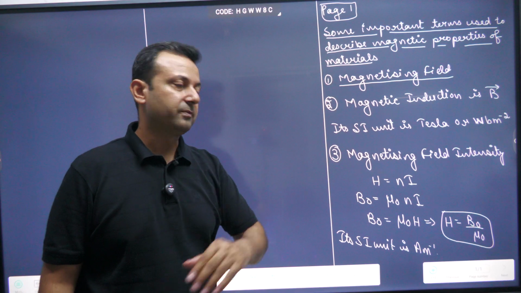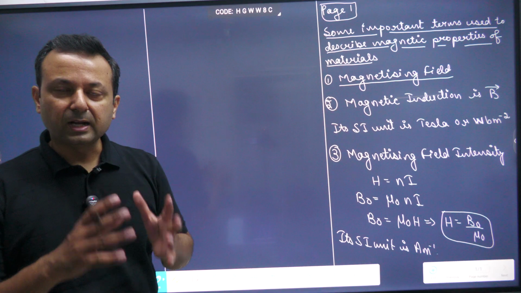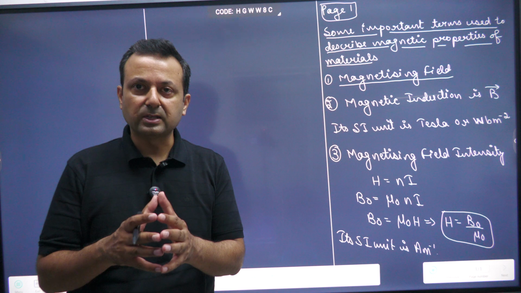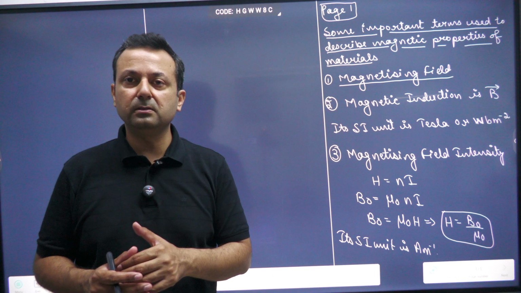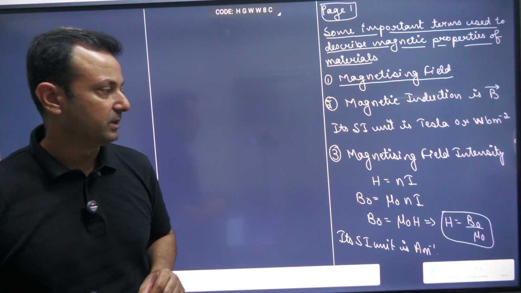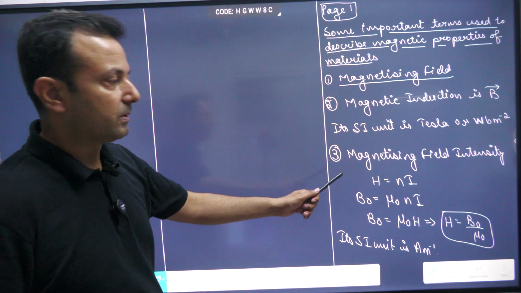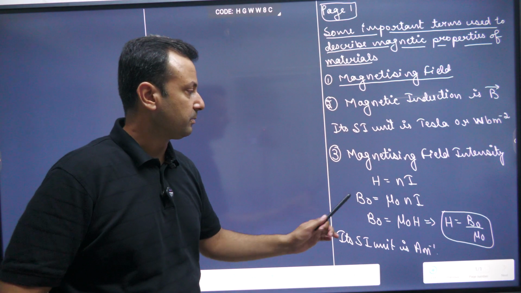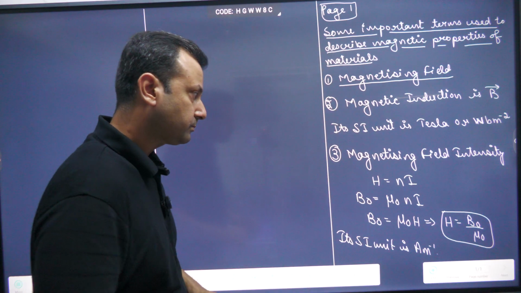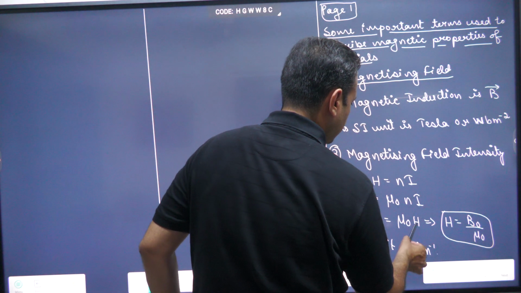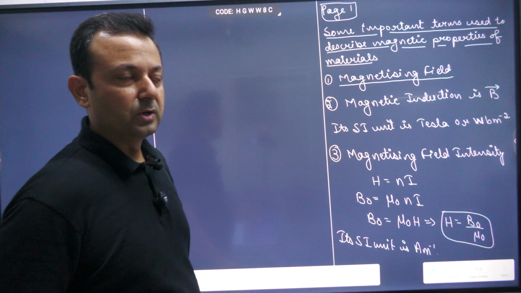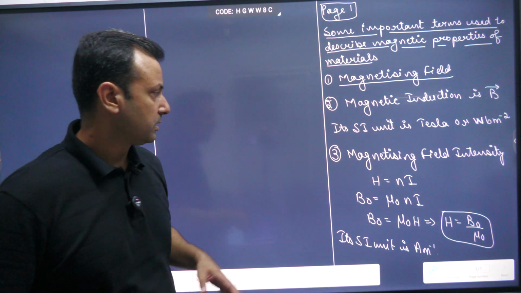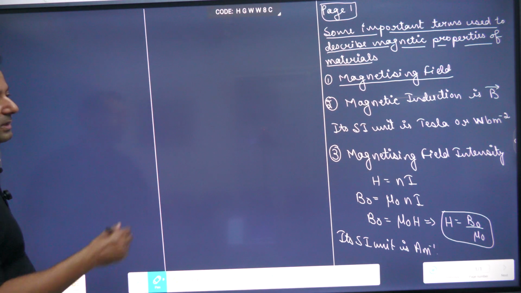Now, third is magnetizing field intensity. How strong is that magnetizing field? The capacity or the ability of the magnetizing field to magnetize a material is called magnetizing field intensity. Magnetizing field intensity is given by H. H is equal to Ni. Now, we know that for a solenoid, B naught is equal to mu naught into Ni. In place of Ni, I can write H here. So H is B naught upon mu naught. Now, the fourth term is intensity of magnetization.